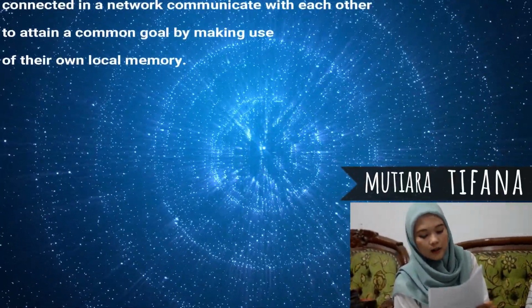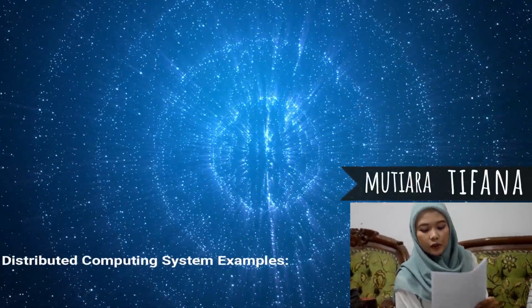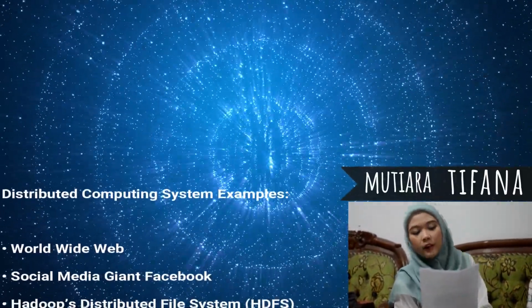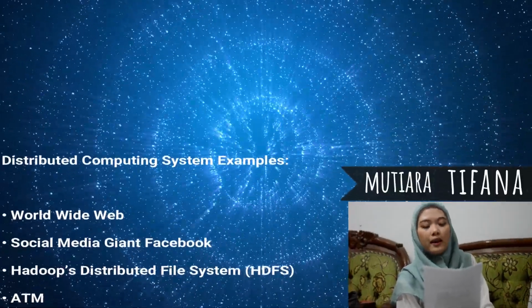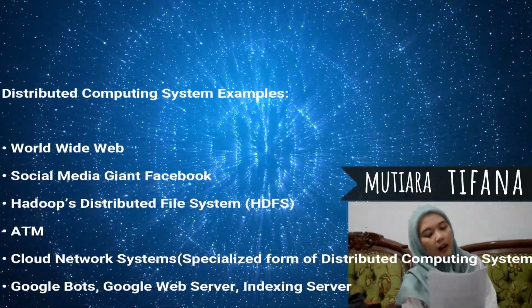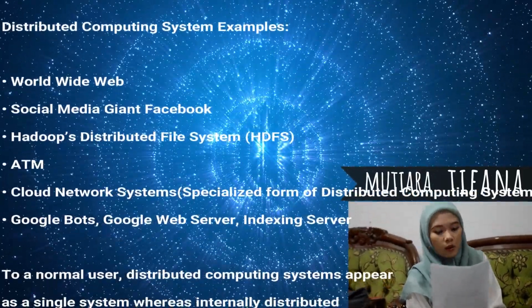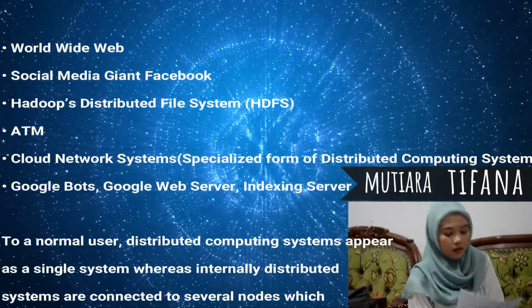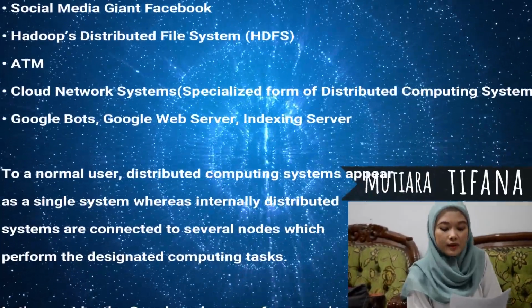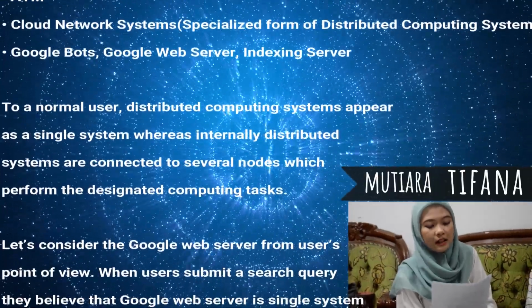All the computers connected in a network communicate with each other to attain a common goal by making use of their own local memories. And for distributed computing system examples, there are first the World Wide Web, or as we know, WWW, and social media giant Facebook, Hadoop distributed file system, ATM, cloud network system, Google Bots, Google Web Server, and indexing server. To a normal user, a distributed computing system appears as a single system, where internally the distributed system is connected to several nodes, which perform the designated computing tasks.